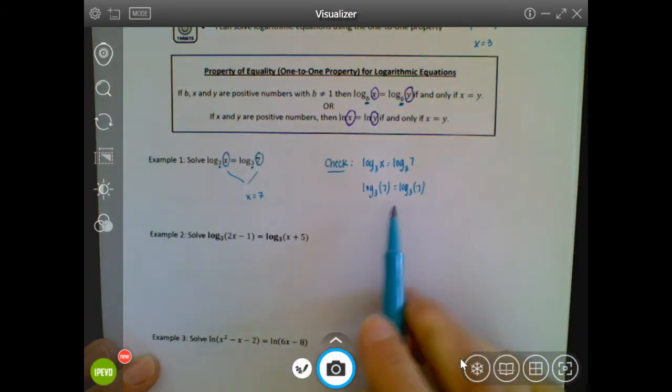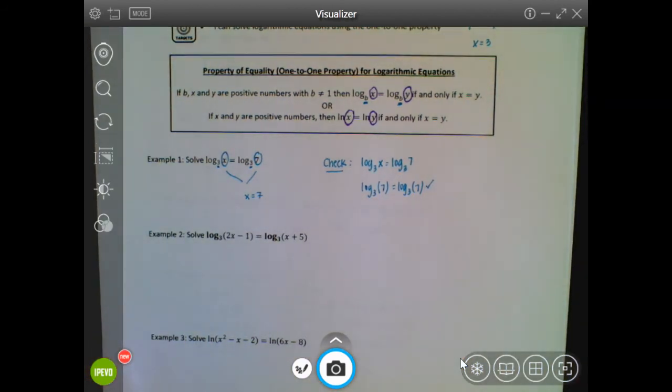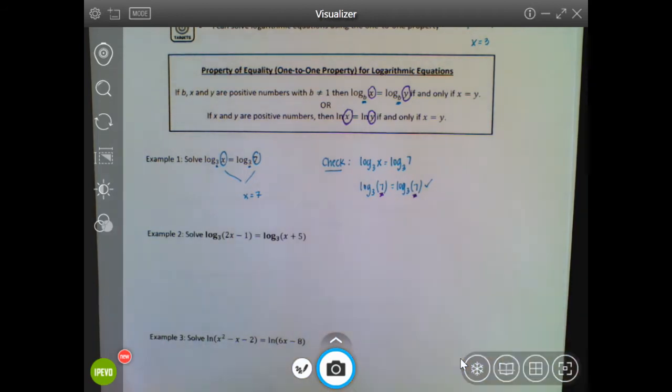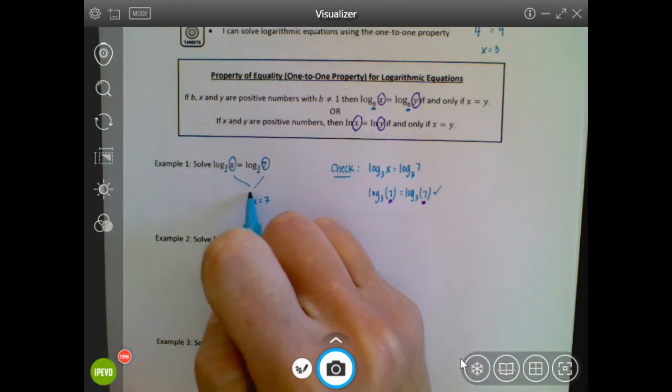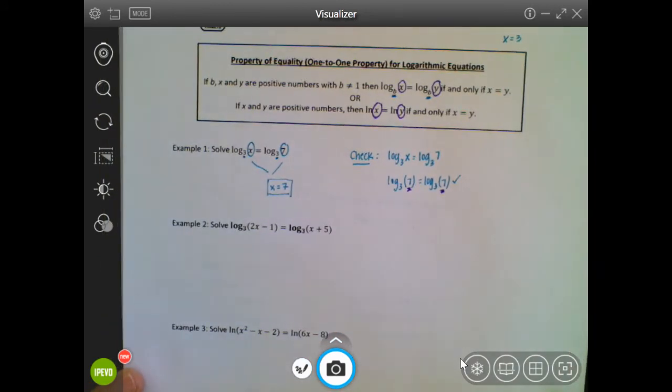7. That works. And what we're really looking for here is to make sure that this number on the inside of the parentheses is positive, because we know that we can't take a log of a negative number. So that's really what we're looking for when we're checking. So that means that my x value here of 7 works. That's a solution.